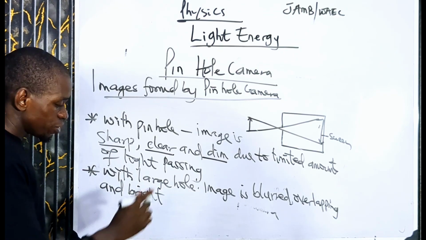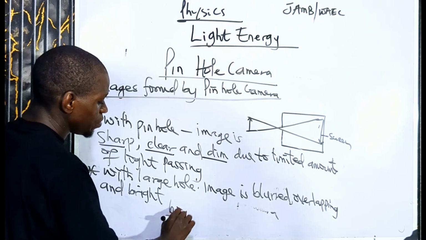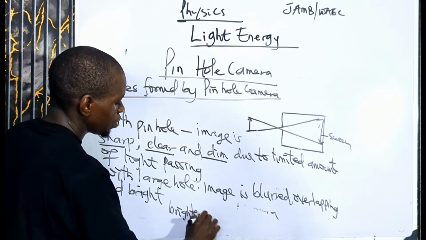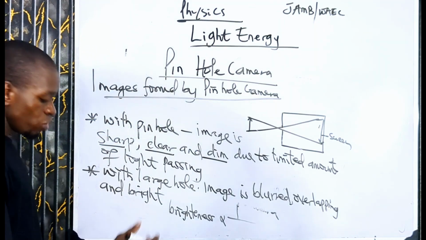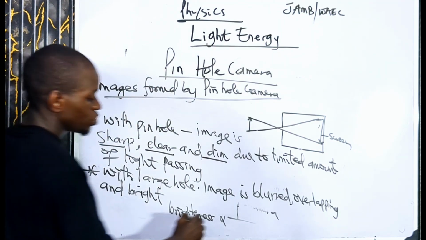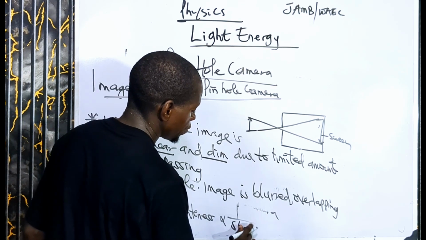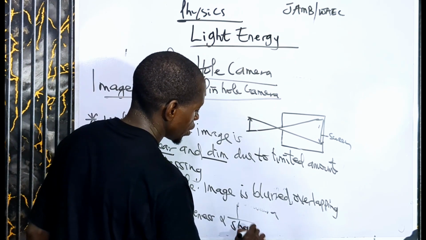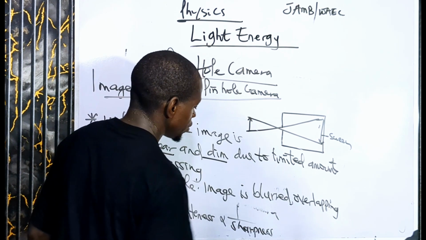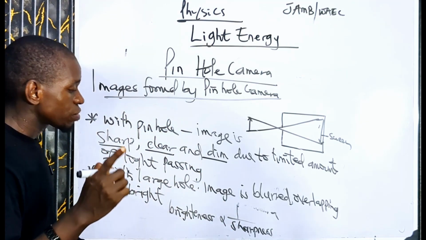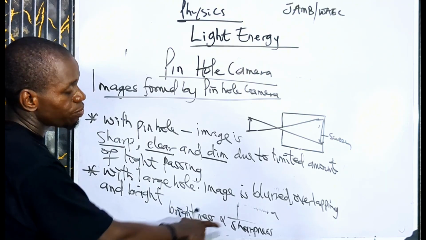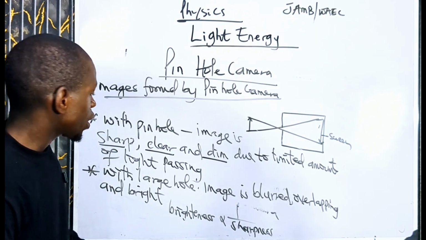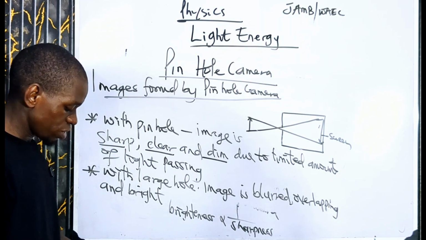So it simply means that the brightness of the image is inversely proportional to the sharpness. So if the image is sharp, it will not be bright, it will be dim. But if it is bright, it will not be sharp. So that is exactly what it's trying to make us understand.